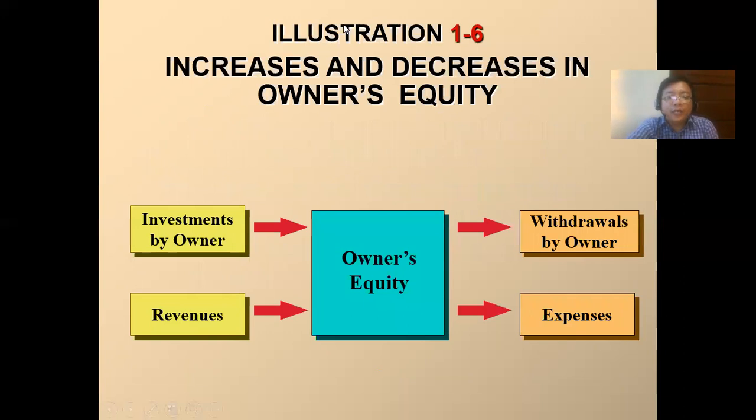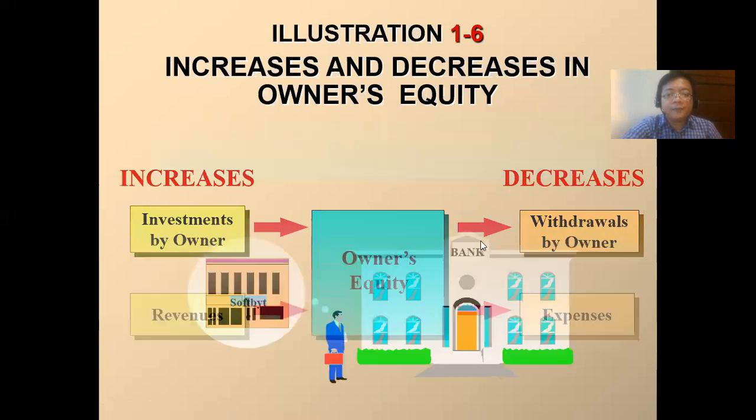That's why when you summarize this in terms of the owner's equity, as you remember, the increase is the investment by the owner and the revenue. The decrease is basically the withdrawal of the owner and the expenses. So this is easy, right? It is easy to understand as long as you analyze your transactions. To increase and to decrease.